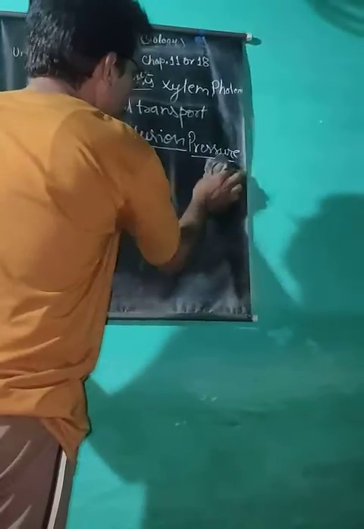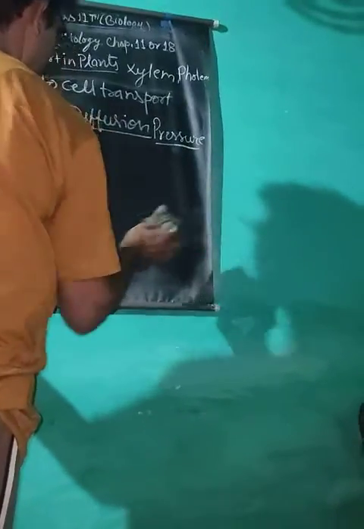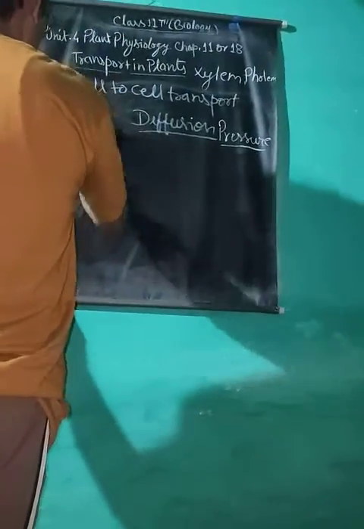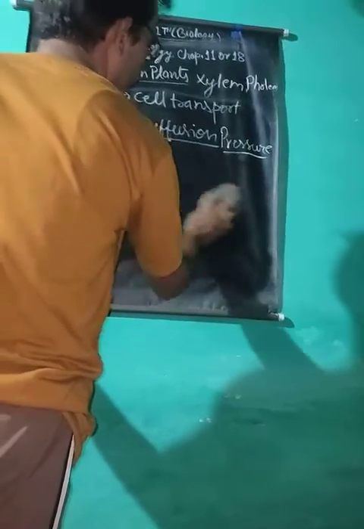Take the example of an essence or perfume which is opened at the corner of a room. At the corner, the diffusion pressure of essence or perfume molecules is higher in comparison to other parts of the room. Or in the bottle of perfume, the diffusion pressure of perfume molecules is higher in comparison to the air of the room. Therefore, from the bottle, molecules of perfume diffuse to different parts of the room until equilibrium is established.